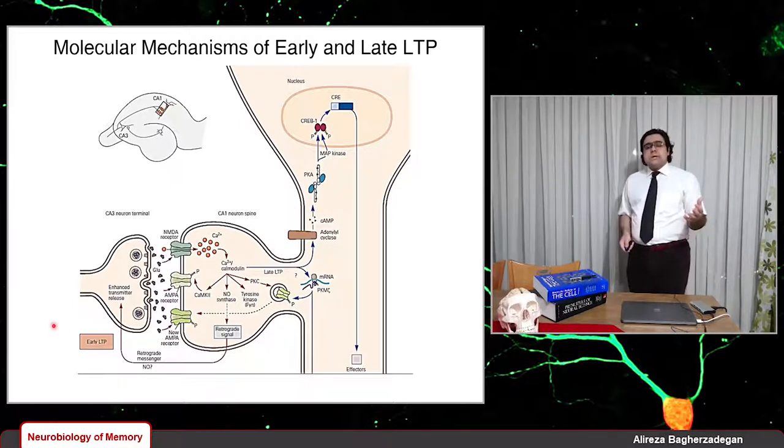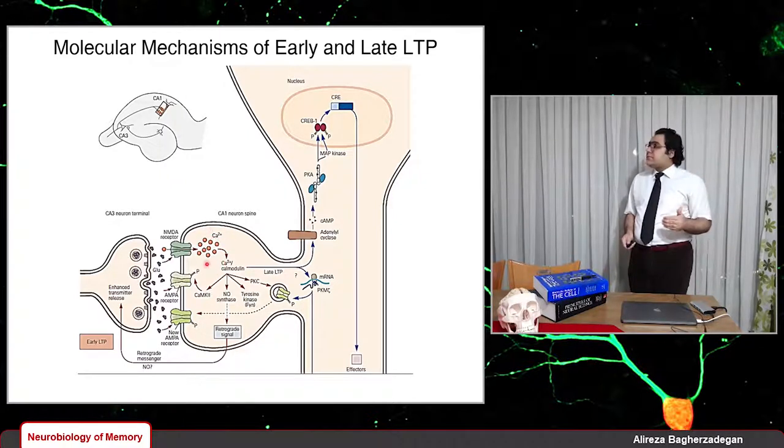So this is about early LTP. Let's see what happens during late LTP. I told you that if you want to induce late LTP, we have to repeat that tetanic stimulation three or four times. When we do that, we have a very large, prolonged influx or presence of calcium ions in the cell, and that causes a prolonged activity of calcium calmodulin. During the induction of the late phase of LTP, the calcium calmodulin recruits adenylyl cyclase.